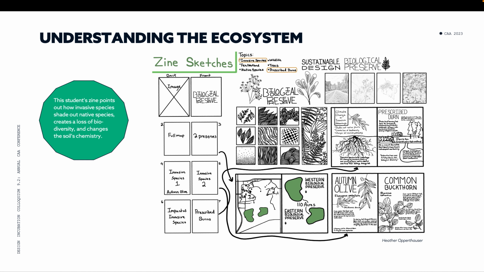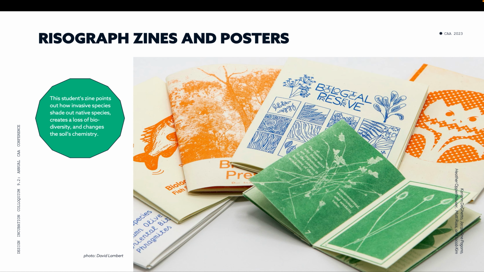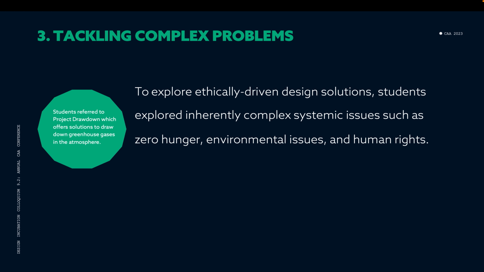The sketch shown here highlights the problems with invasive species. They shade out native plants, create a loss of biodiversity, and change soil chemistry. And the preserve has many invasive species. Zines and small posters were printed on the RISOGRAPH using soy ink and banana paper for the stencil, and 100% recycled French speckle-tone paper. I think the big takeaway here is that designers can lend their voices and skills to create awareness of environmental resources.